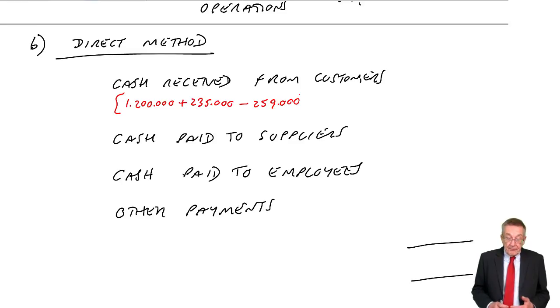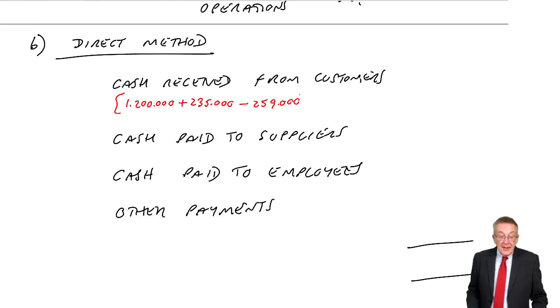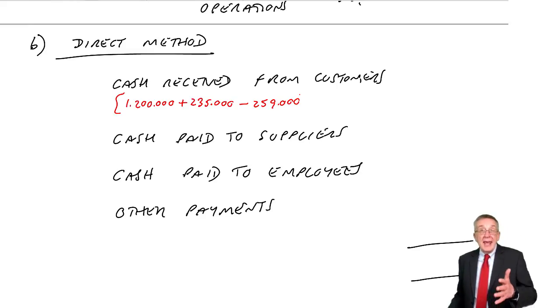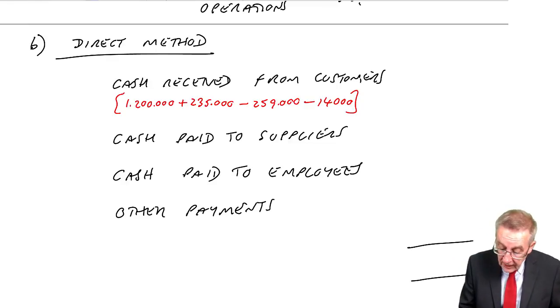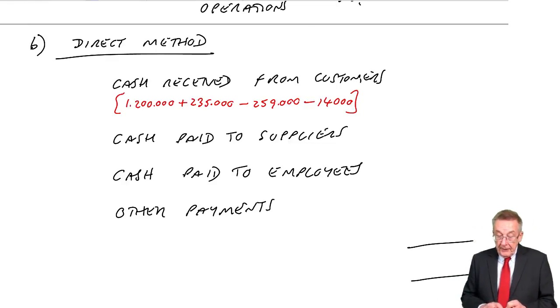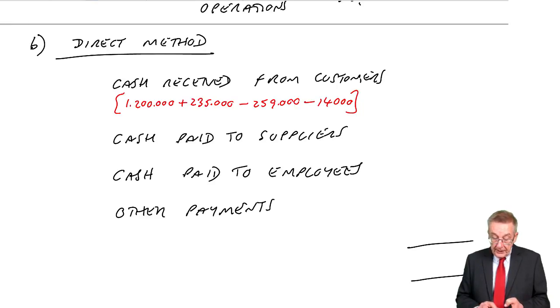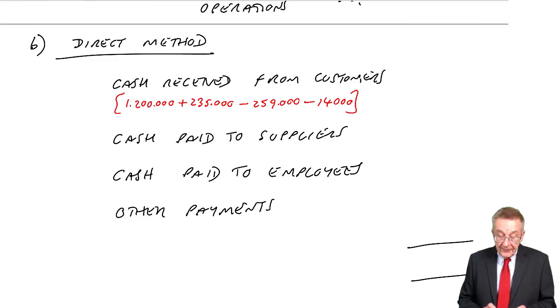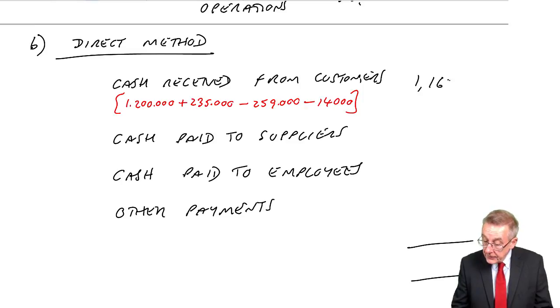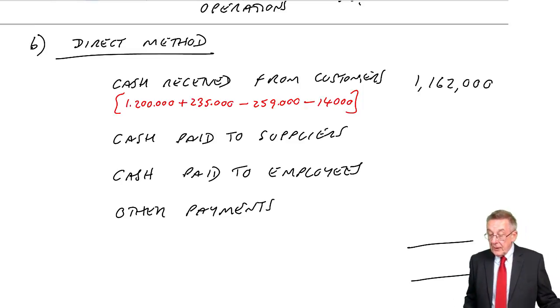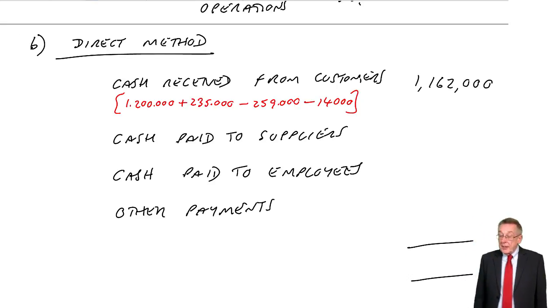In addition, of course, look at note 1. There have been irrecoverable debts removed. If any of those were irrecoverable, well, there's 14,000 cash which hasn't been received. And so the cash received from customers, 1,200 plus 235 minus 259 minus 14 is 1162. There we are. So I hope that's okay.